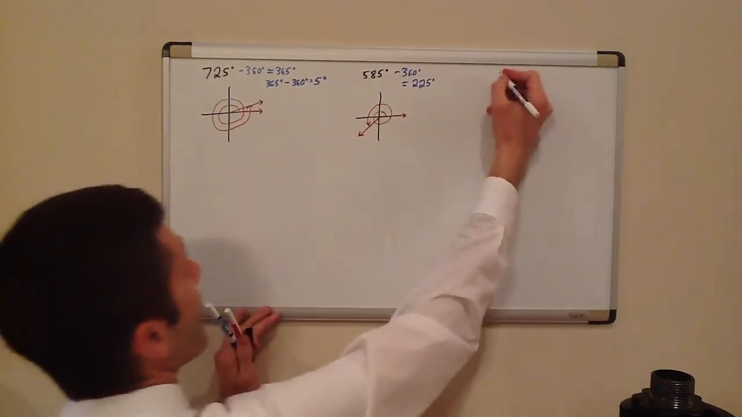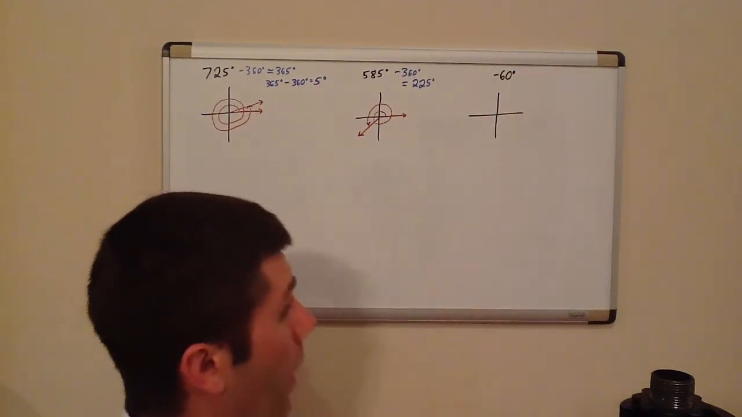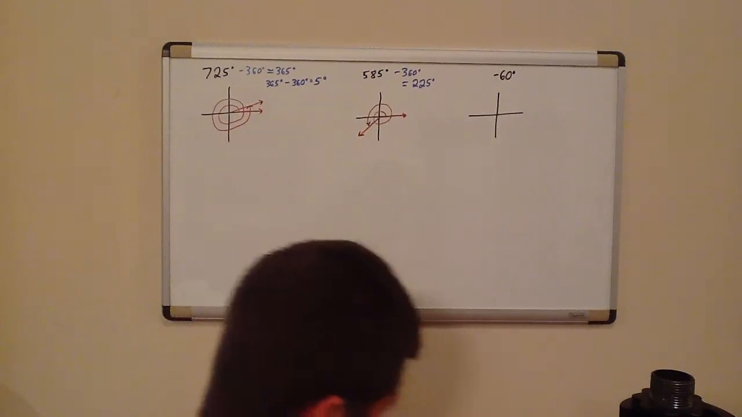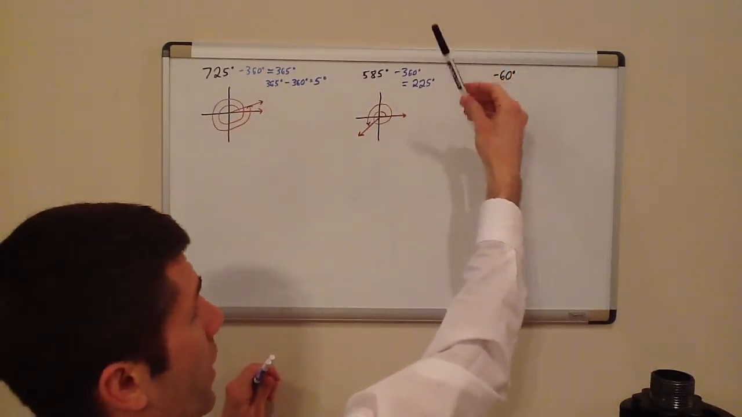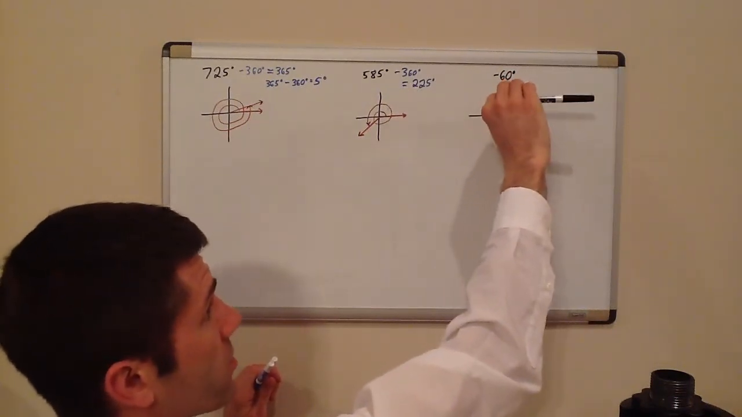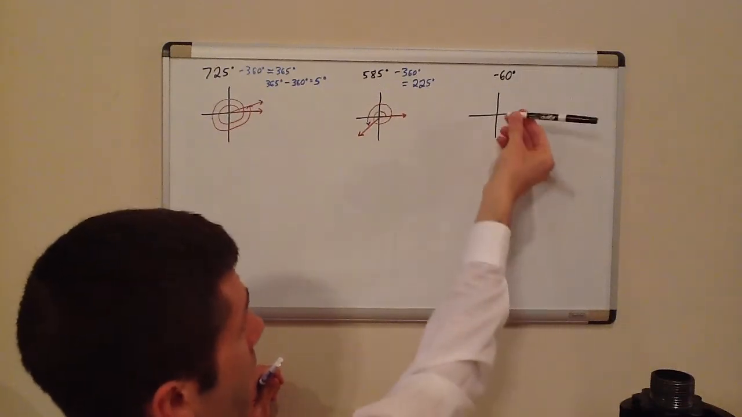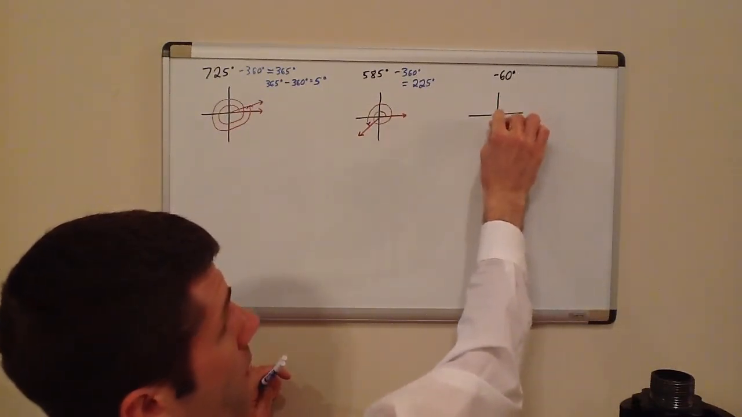Okay, now we have a negative angle, negative 60 degrees. Well, obviously, this one would not go in the counterclockwise direction. Instead, it's going to go in a negative direction, so it's going to go clockwise. So instead of going 60 degrees, it's going to go negative 60 degrees.